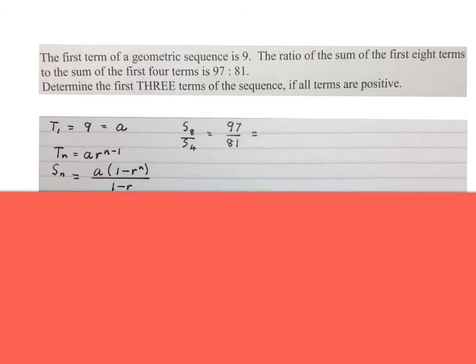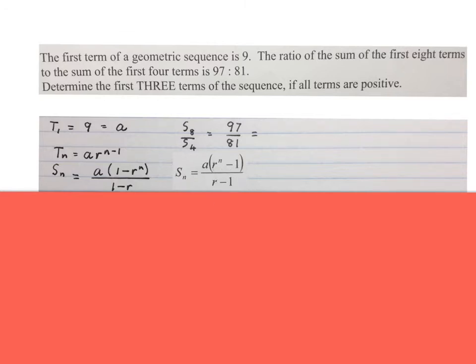Like many sequences and series questions, you must first plan your sum. So we're going to change everything into maths first. They told us that term 1 was 9, so that is a. Then we know that the term formula of a geometric sequence is a r to the power n minus 1. And the sum formula of a geometric sequence is a(1 minus r to the power of n) over 1 minus r. Could also have used the formula this way around.